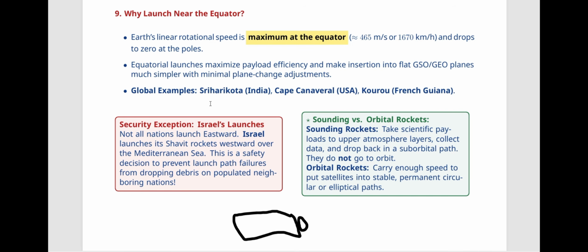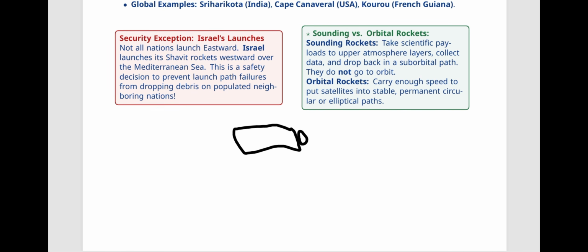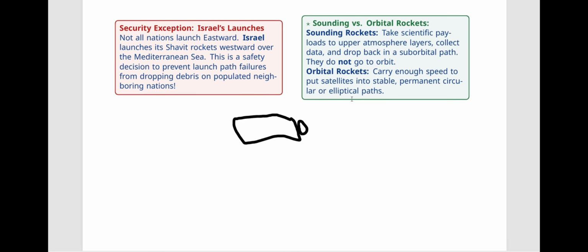In the same way, we launch vehicles from Sriharikota in India, Cape Canaveral in the USA, and Kourou in French Guiana. And there is a difference between a sounding rocket and an orbital rocket. The sounding rocket will not go to orbit, but the orbital rocket will go to a circular or elliptical path. That is the main difference.